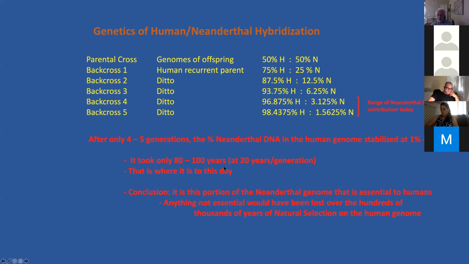So the conclusion is that it is this proportion of the Neanderthal genome that's important to humans. And the reason we know it's important is that if it were not, it would have been lost over the hundreds of thousands of years of natural selection on the human genome. So there's something about this 1 to 4% of Neanderthal DNA that humans are finding useful. Again, if it were not useful, natural selection would have gotten rid of it.